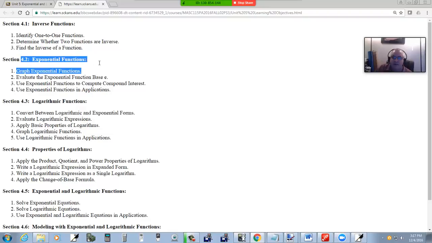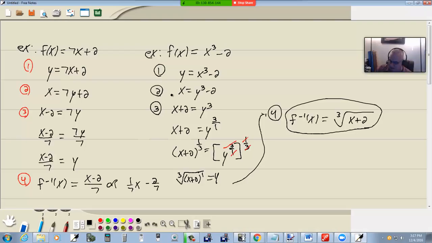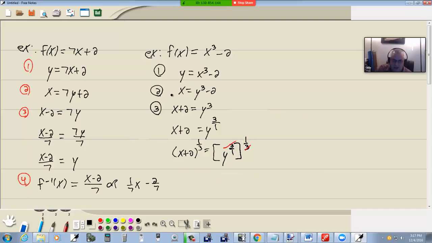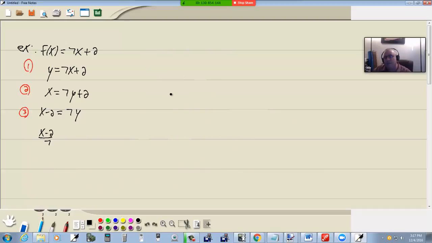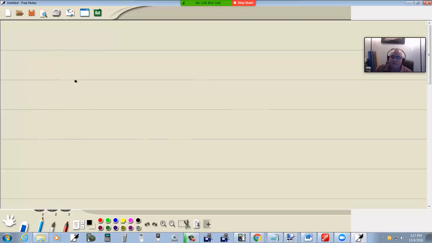Now, exponential functions. We're going to take a look at a little bit of graphing on these. We won't spend a whole lot of time in this section. Now, if I'm trying to evaluate e to the third power, e is a number like pi. It's 2.7, a bunch of decimal places.